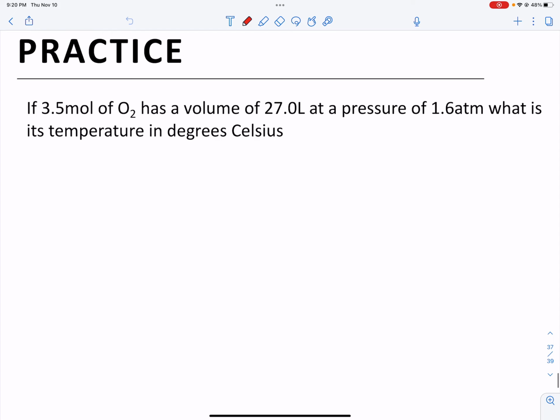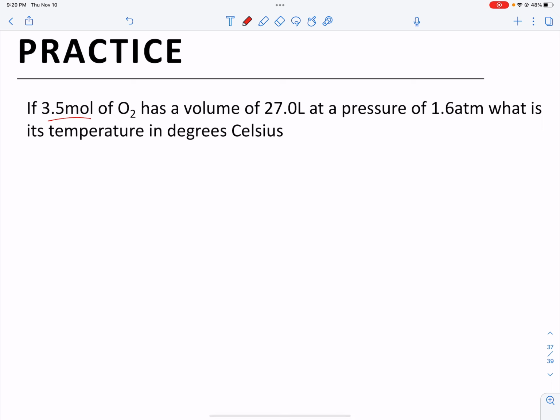Okay, another problem here at the end of chapter 8 slides. This one says, if 3.5 moles of oxygen has a volume of 27 liters at a pressure of 1.6 atm, what is its temperature in degrees Celsius? So, again, let's go through and label.